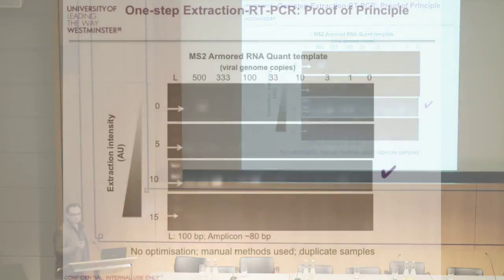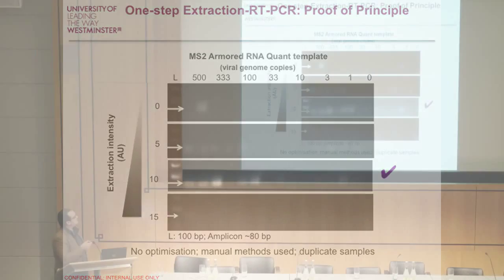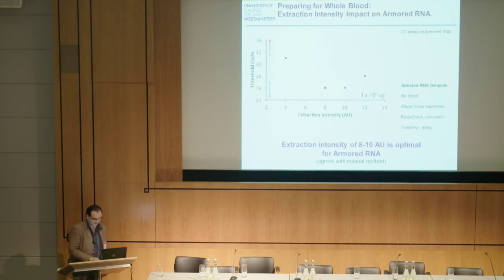Here's the data of the qPCR product, QRT-PCR product. If we increase the extraction intensity, too much of some things is too bad. You can kill your template, but an extraction intensity of 10 arbitrary units, you can get the amplicon that you want. This is actually on a manual method that took about 4 hours for Kavit to complete. Not very precise, but it proves the principle that we can get the amplicon where we want it. 33 copies, not bad. So let's look at it when we're playing with the QRapid.